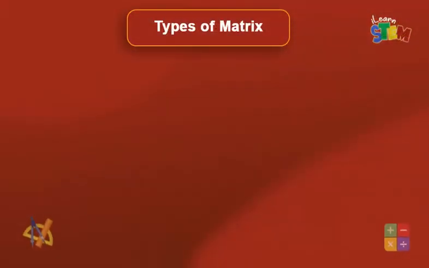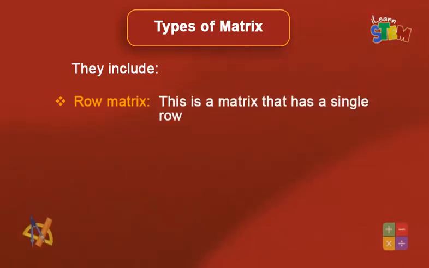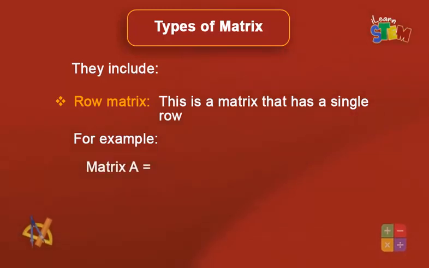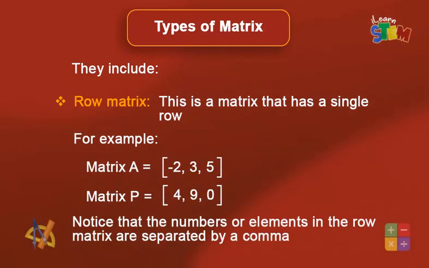Now, let us look at the types of matrix. They include 1. The row matrix. This is a matrix that has a single row. For example, matrix A is equal to, open matrix bracket, -2, 3 and 5, close matrix bracket. Also, matrix P is equal to 4, 9 and 0. Notice that the numbers or elements in the row matrix are separated by a comma.